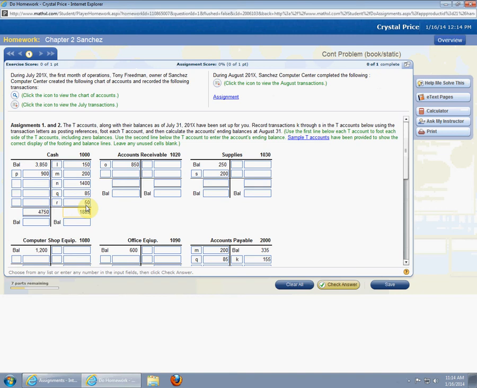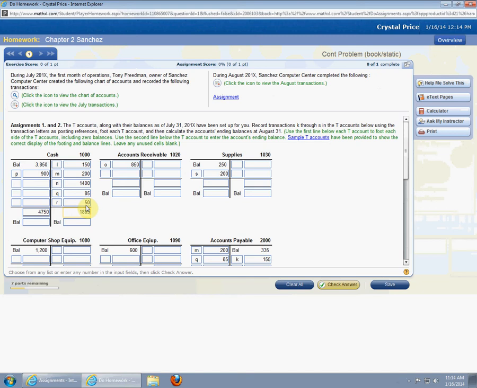We have what we call a normal balance of an account. A normal balance of an account means that it is the side that has the largest balance on it. And it is the side you increase on. So all these accounts here, assets, withdrawal, and expense accounts, they increase on the debit side. So the balance of the account should be on the debit side. That would be a normal balance for the account.